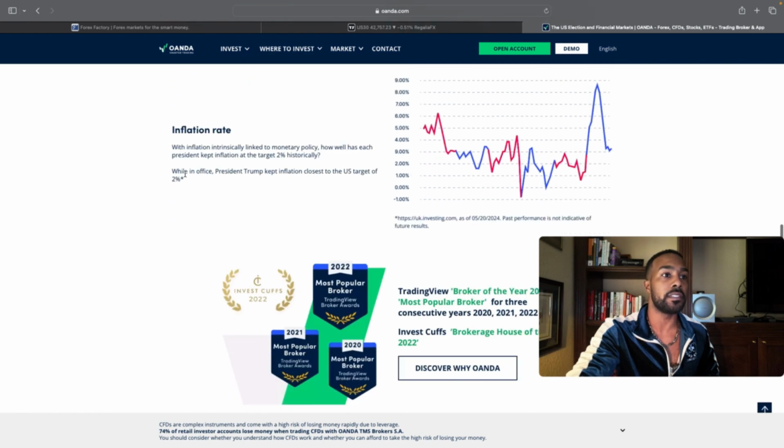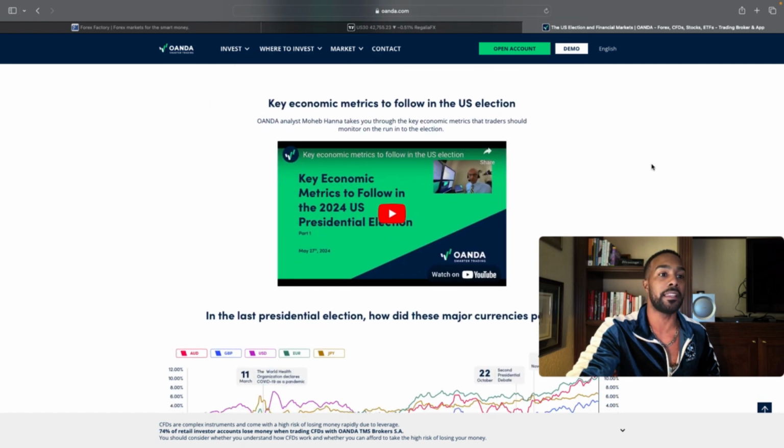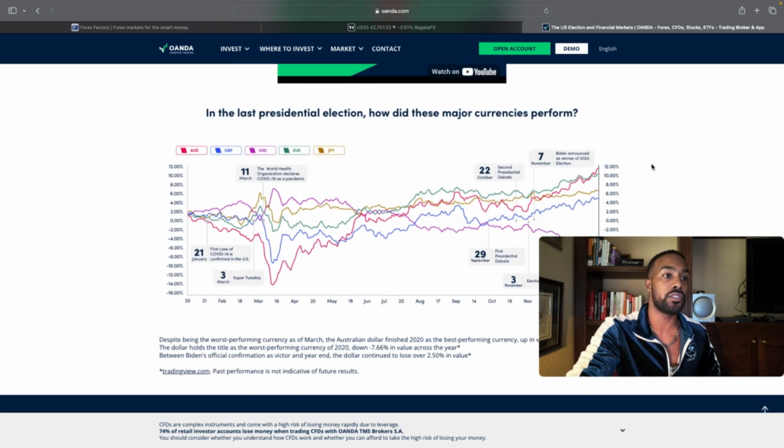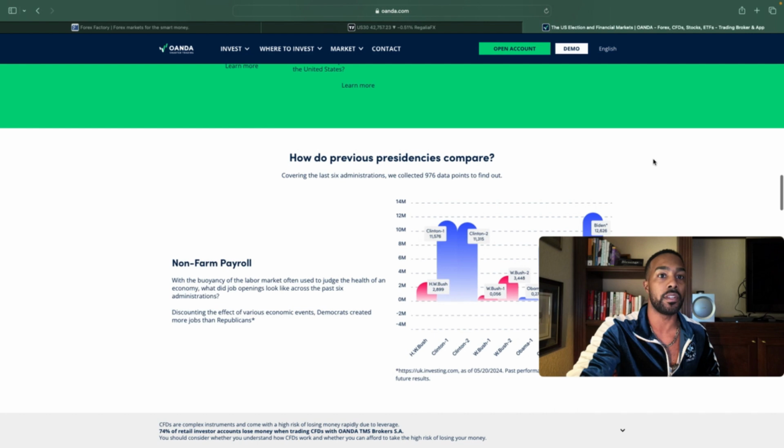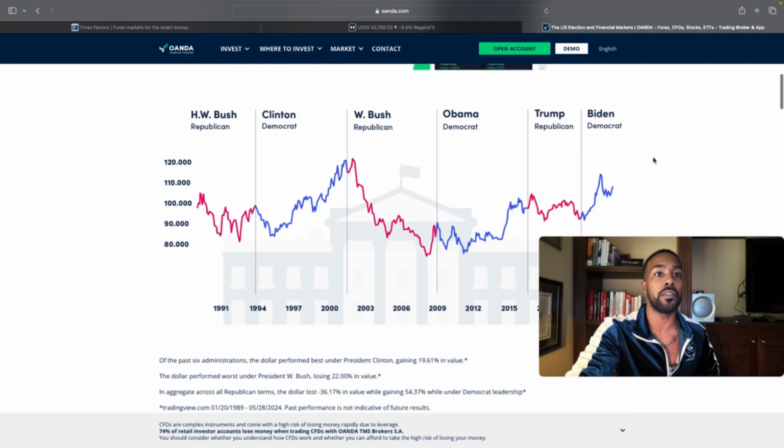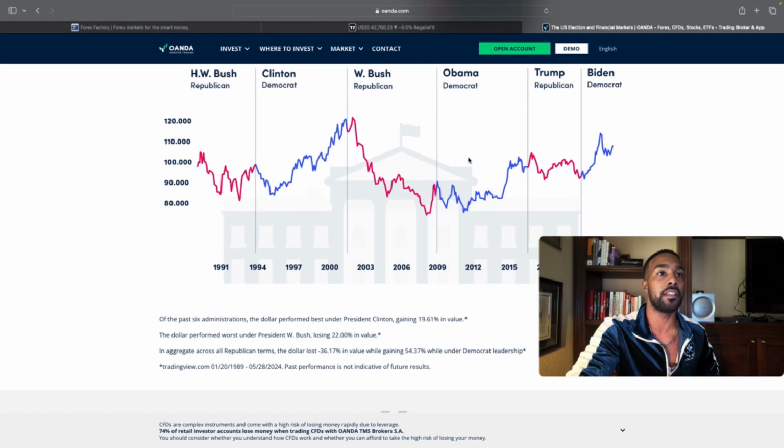On the inflation rate, it says that while in office, President Trump kept inflation closest to the US target of 2%. So again, during the end of COVID, you can see that tick up, although for most of his presidency, we did have it around 2%. Then inflation skyrocketed to almost 9%, and thankfully, we got that back down. I just wanted to show you guys this chart real quick because I thought it was really cool to compare over the different presidential terms.